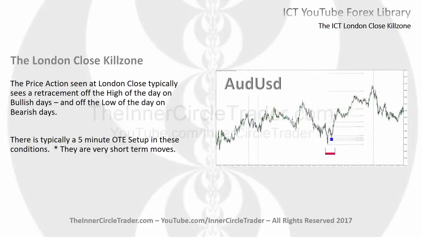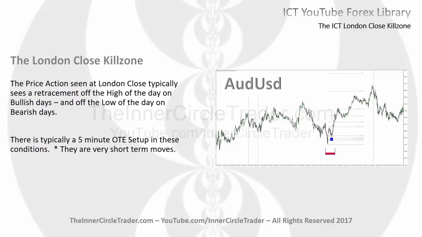The London close kill zone, if we study this portion of the day, the price action seen at London close typically sees a retracement off the high of the day on bullish days and off the low of the day that is seen bearish. There's typically a 5-minute optimal trade entry setup in these conditions, but it's very important to remember this: they're very, very short-term in nature. So the moves aren't a lot. They're not like the equivalent of a London Open or a New York Open. It's typically going to be very small, short-term, 10, 15, maybe even 20 pips. If you get anything more than 20 pips, it's going to be a rarity for that to occur.